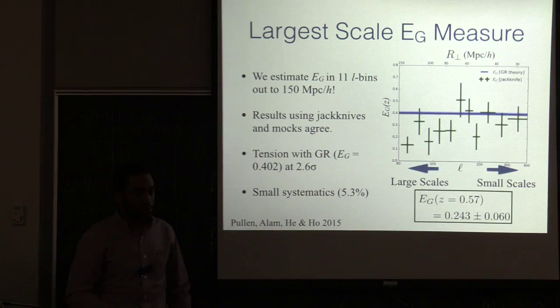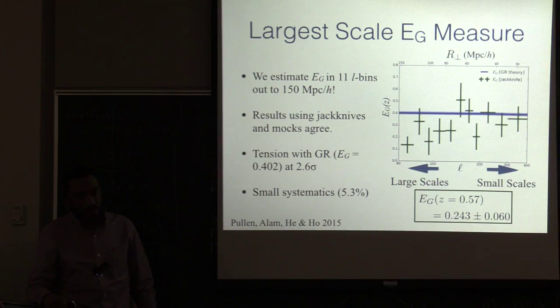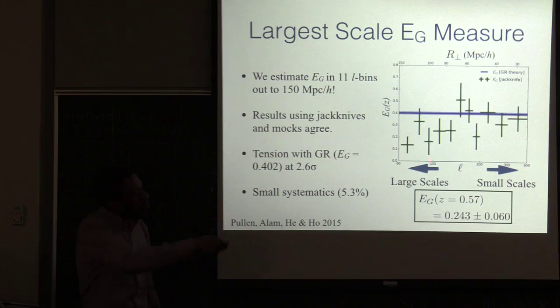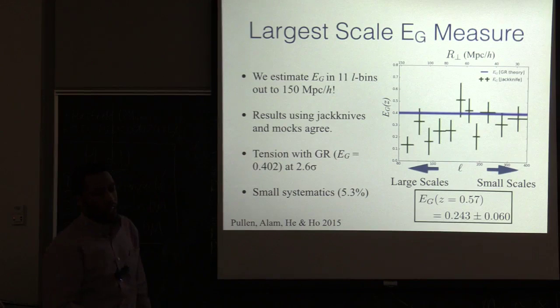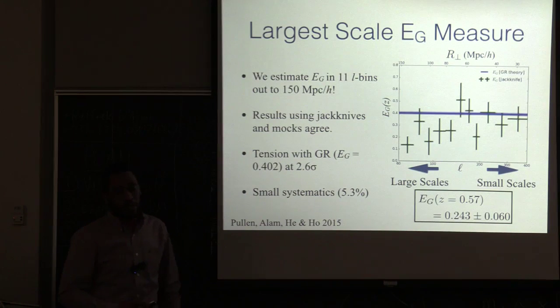But if you marginalize over the allowed cosmological parameter space... So here is... This blue curve actually includes the error. That's the prediction from general relativity. It includes the errors due to cosmological parameters.